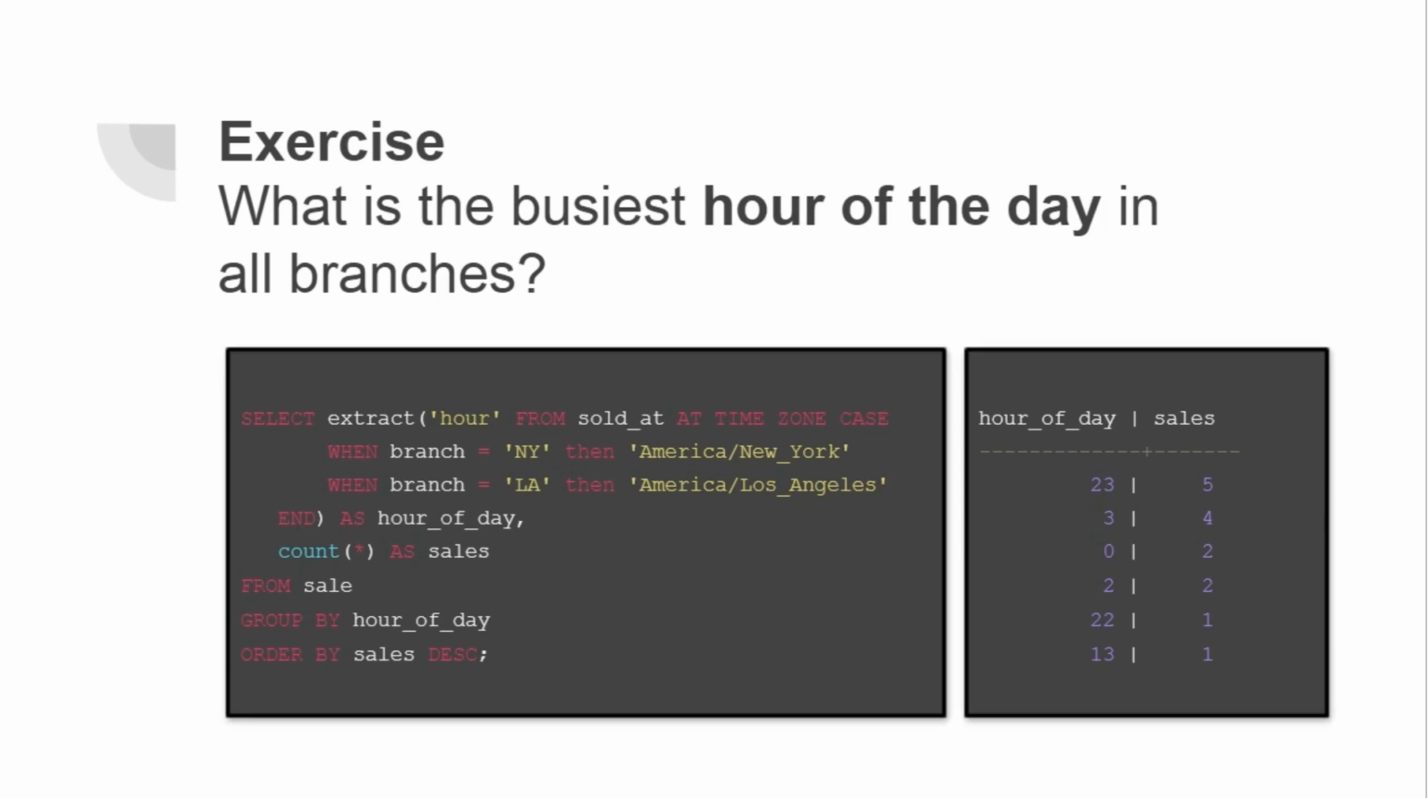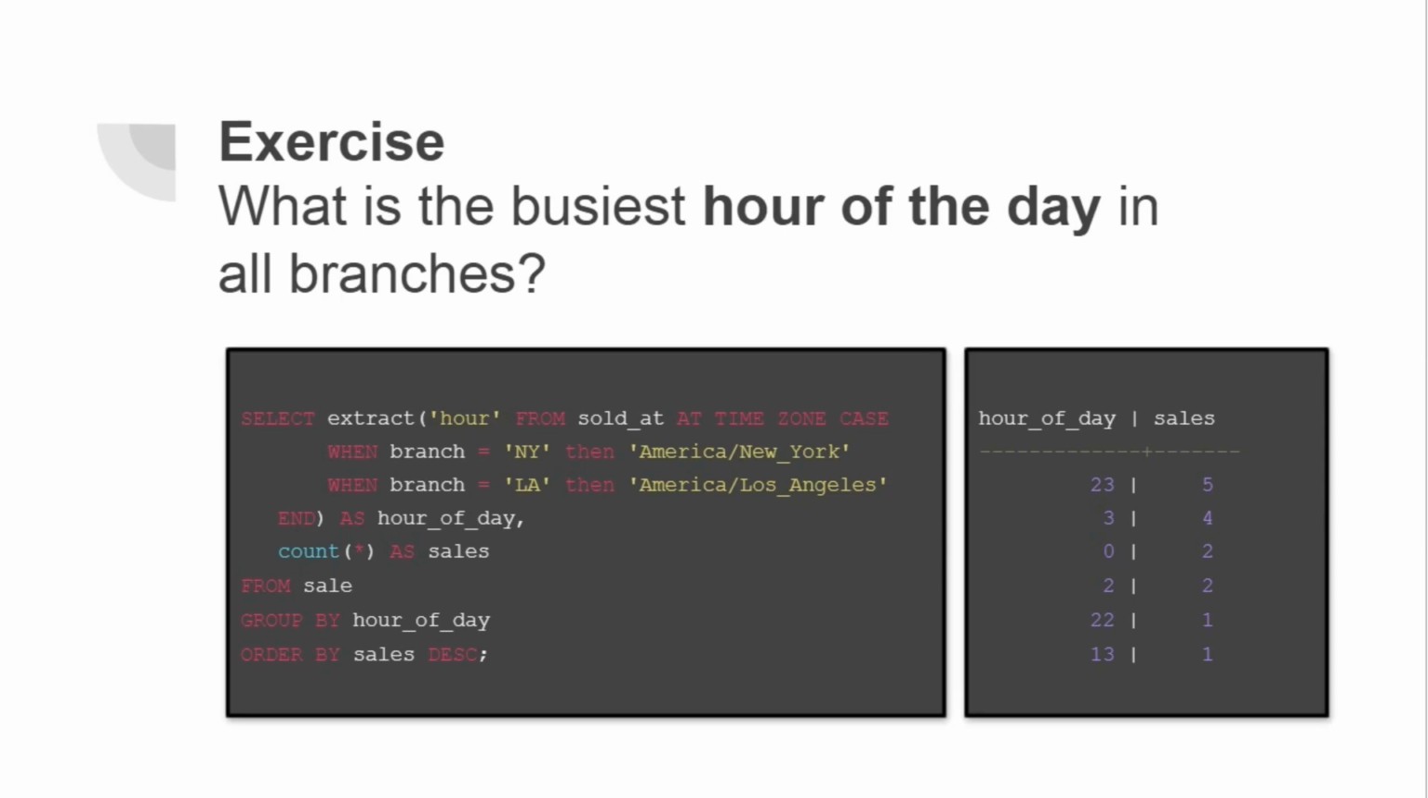So you can see here a slightly more advanced use of casting to a time zone using a case statement. Let's go over this together. First, we extract the hour from the sold at column, and we do that at time zone and then case. When the branch is New York, we want to cast the date to New York time. When the branch is LA, we want to work according to LA time. And this gives us the hour of the day according to the branch where the sale was made. And you can see on the right that we get completely different results.